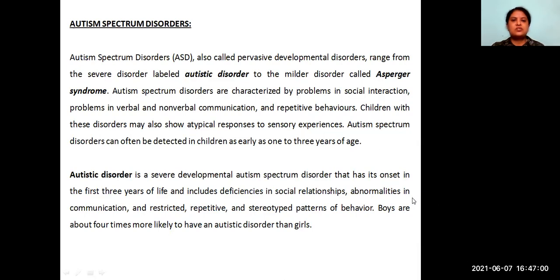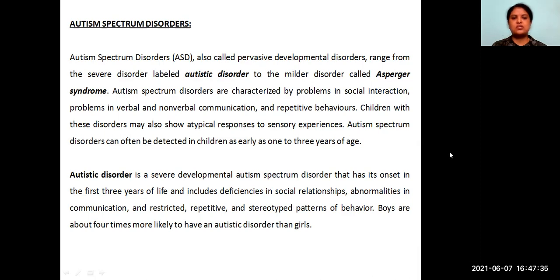Autism spectrum disorders can be differentiated in terms of their intensity: autistic disorder, which is a severe disorder, and Asperger's syndrome, which is a milder disorder. That's why it's called a spectrum of disorders. And autism spectrum disorders are characterized by problems in social interaction, problems in verbal and nonverbal communication, and repetitive behaviors. Children with these disorders may also show atypical responses to sensory experiences.